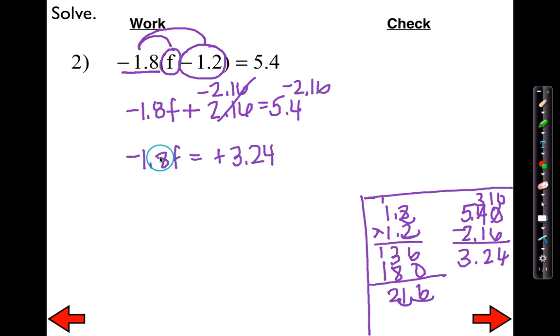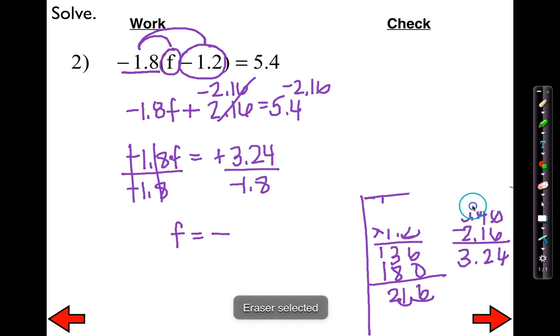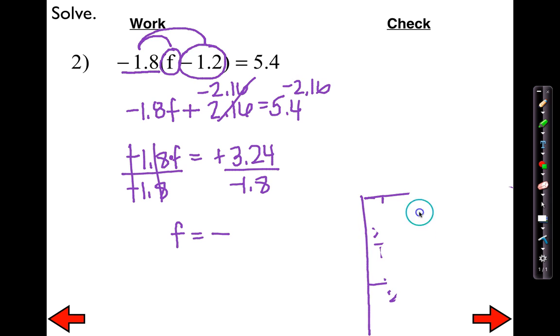Now, last but not least, we're going to get rid of our coefficient, and we typically do that by undoing multiplication or division. Since this is negative 1.8 times f, I'm going to undo it by dividing both sides by negative 1.8. So the negatives cancel, leaving me with f equals, and here a positive divided by a negative. Notice the signs don't cancel out, so it's going to remain negative. Now I'm going to divide. Let me just make some more room here.